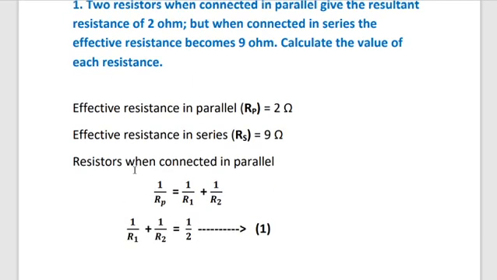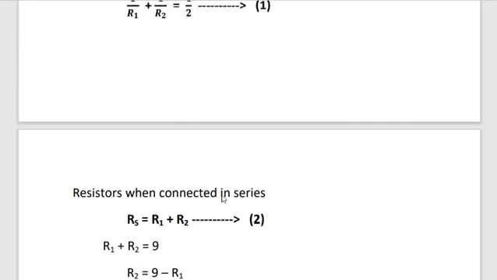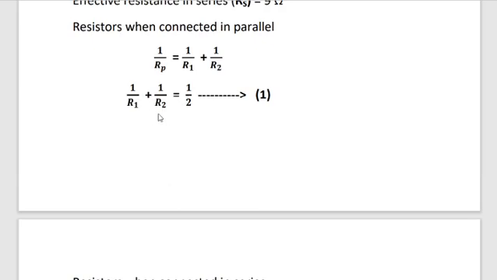When resistors are connected in series, what is the effective resistance? They gave 9 ohms, so we substitute Rs is equal to 9. So R1 plus R2 is equal to 9, and R2 equals 9 minus R1. So substitute this R2 value in the above equation. Here we substitute.